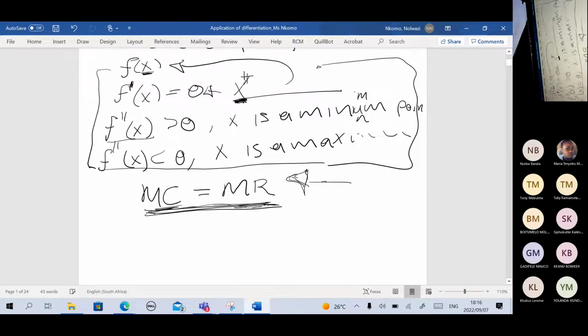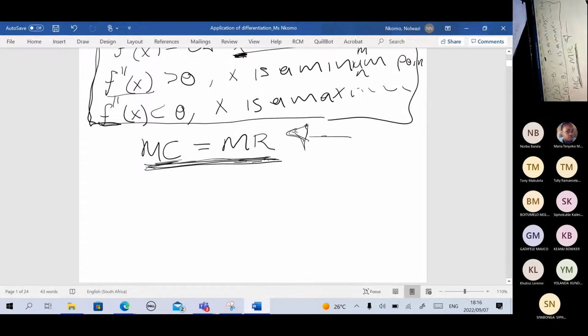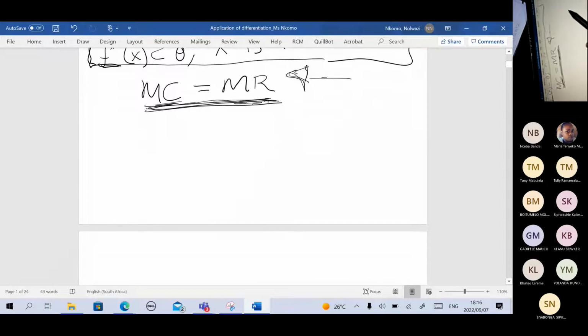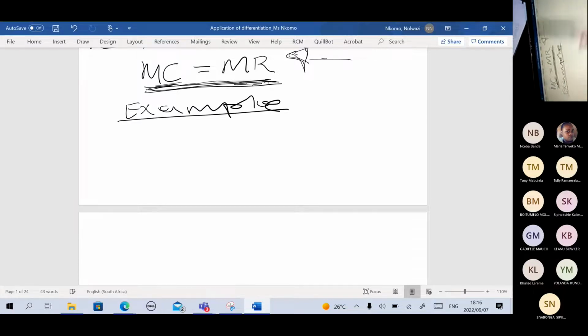Okay, let's try and apply these in one of the examples, which is an economic example. Let's say, for example, we are given a demand and a total cost. Okay, this is our demand.